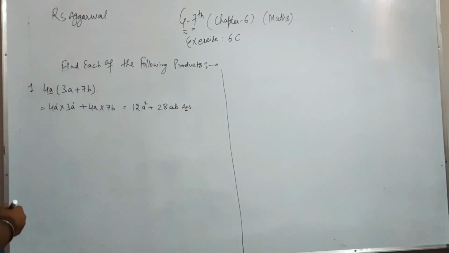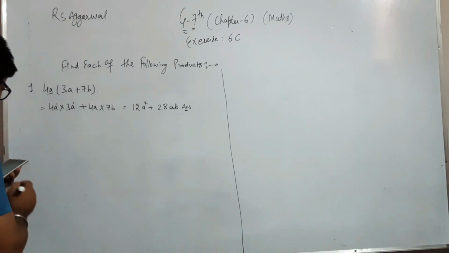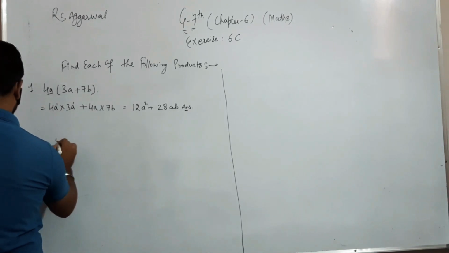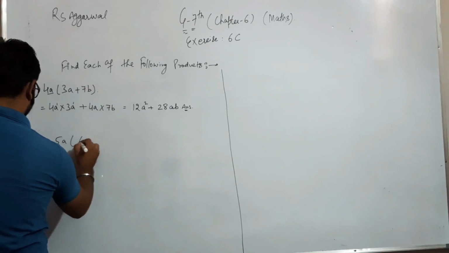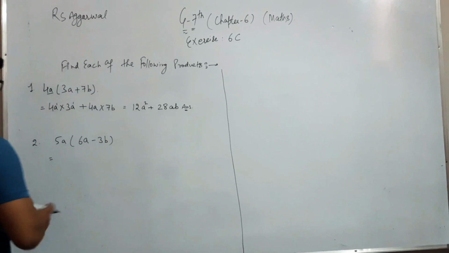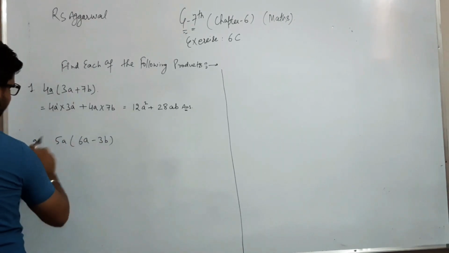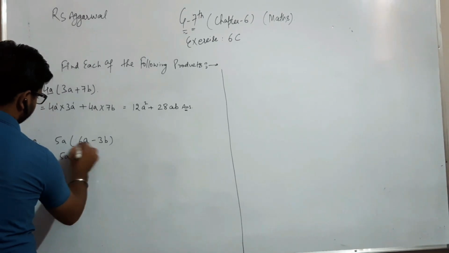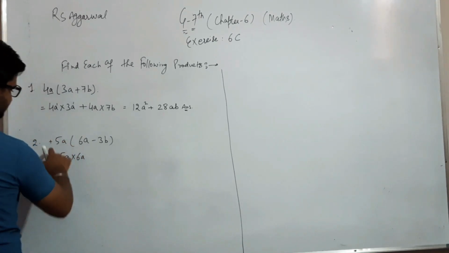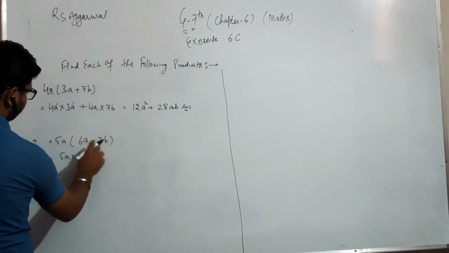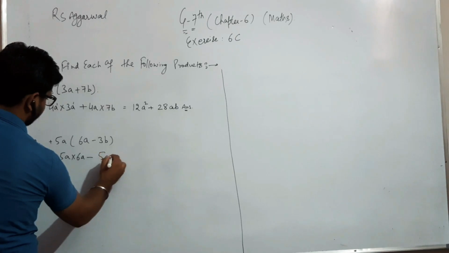Okay, so similarly we are doing the next question of this exercise. This is the second question: 5a multiplied by 6a minus 3b. Similarly, 5a is multiplied first with 6a, and then the sign is plus, this plus minus is minus, then 5a is multiplied with 3b second.